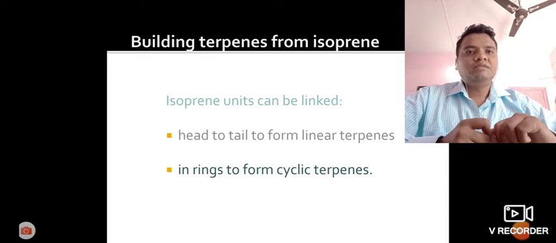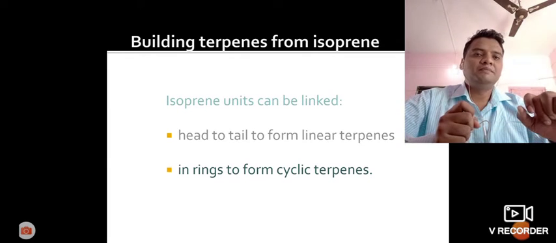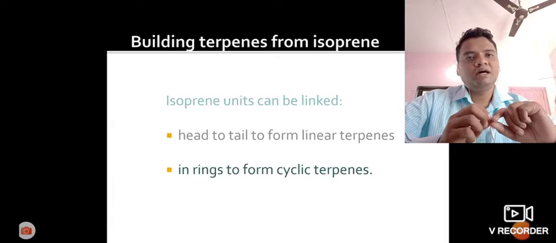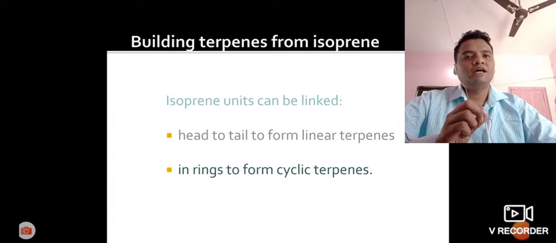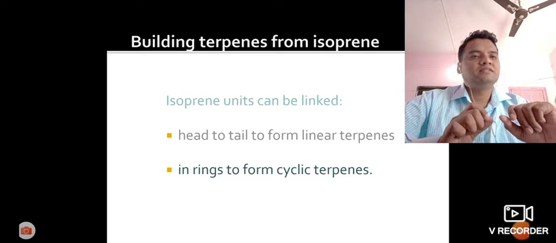Building terpenes from the isoprene. Isoprene units can be linked head to tail to form linear terpenes. That means when isoprene units are joined head to tail, there is a formation of the linear type, which is one type, and another is the formation of the cyclic terpenes.